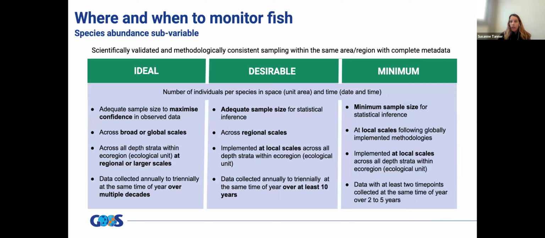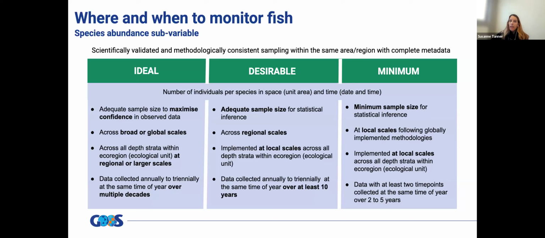Translating these principles into practical recommendations for where and when observations should take place, we will use the ideal, desirable, and minimum levels of spatial and temporal resolution for monitoring species abundance as an example. Regardless of the level, sampling should be scientifically validated, methodologically consistent, and supported by complete metadata. Species abundance is measured as the number of individuals per species in space and time.